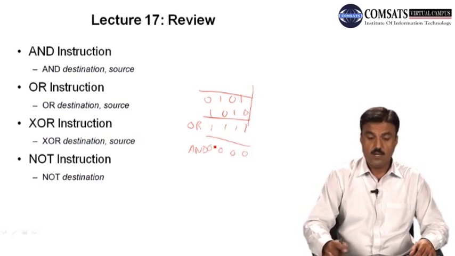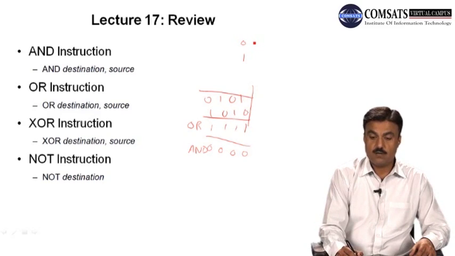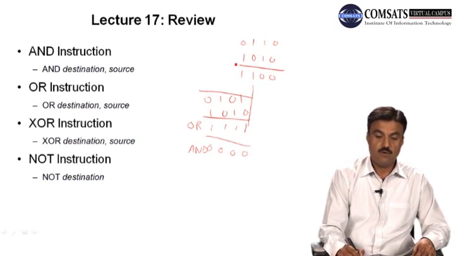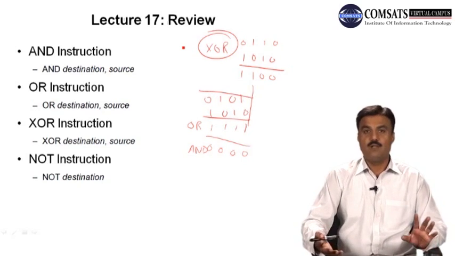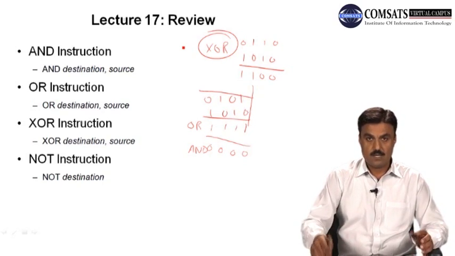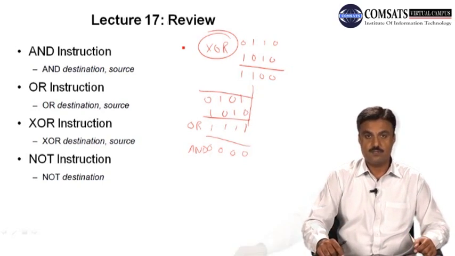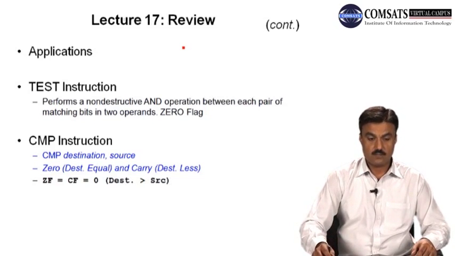Then there was exclusive OR. For the exclusive OR instruction, when the two bits in a pair are not similar, like 1 0 or 0 1, the result will be 1. In case of 1 1 or 0 0, the result will be 0. Similarly, the NOT instruction will invert all the bits inside the destination register, and again the result will be stored inside the destination register.